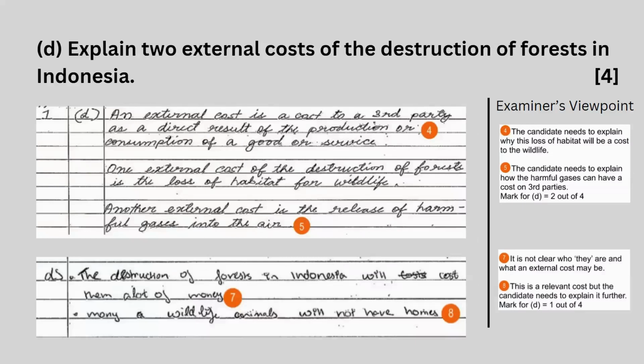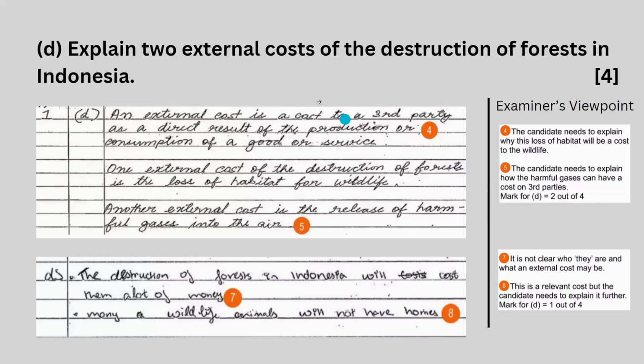Let's go on to the next question. Explain two external costs of the destruction of forests in Indonesia. Let's look first at the examiner's viewpoint. The candidate needs to explain why this loss of habitat will be a cost to the wildlife. They haven't mentioned this in their answer. Second, the candidate needs to explain how the harmful gases can have a cost on third parties. So, looking at the examiner's viewpoint, the high-mark candidate has not related to the question properly. Because of that, they have just got 2 out of 4.